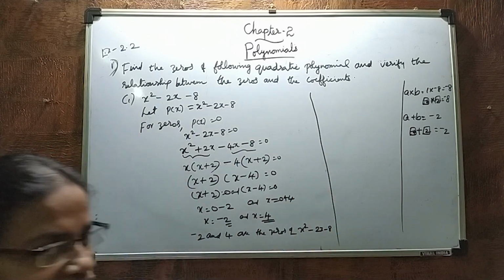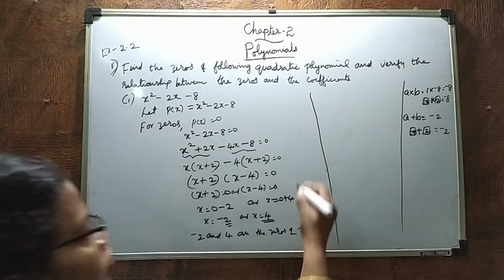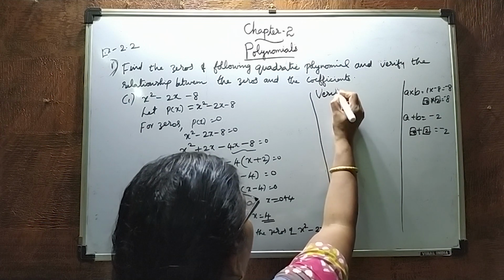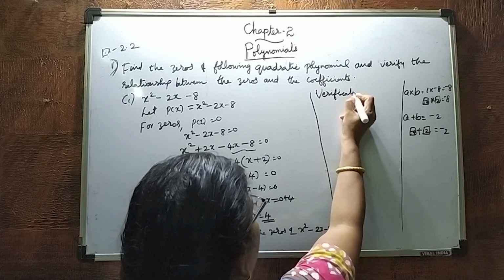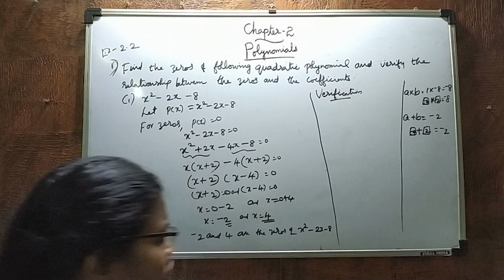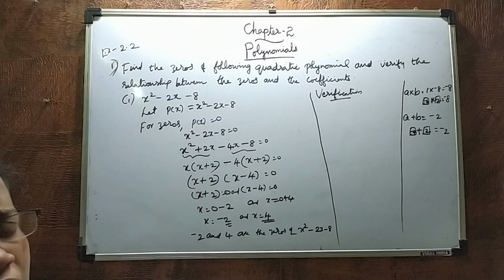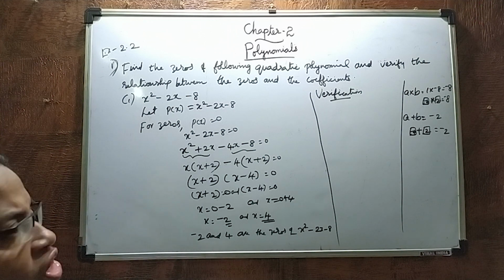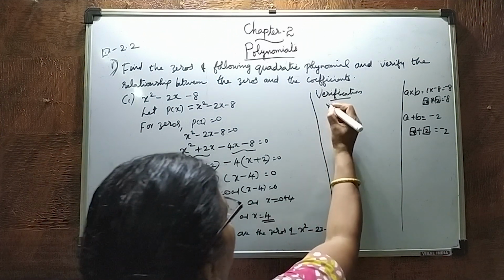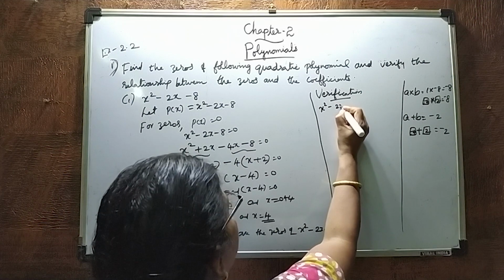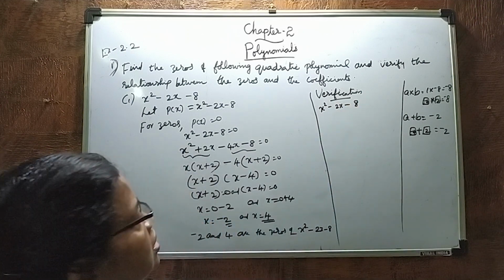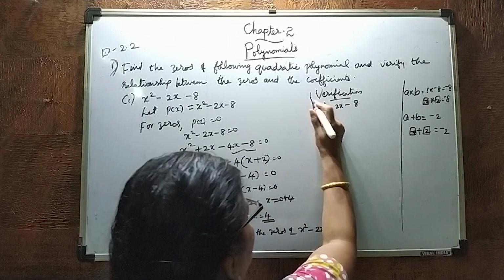After that, you have to do the verification. If you want, you can give a verification heading. What do you have to verify? Remember the formula: alpha plus beta is equal to, and so on. What is alpha? What is beta? You have to remember everything. For this one, x square minus 2x minus 8, this is the polynomial p of x.